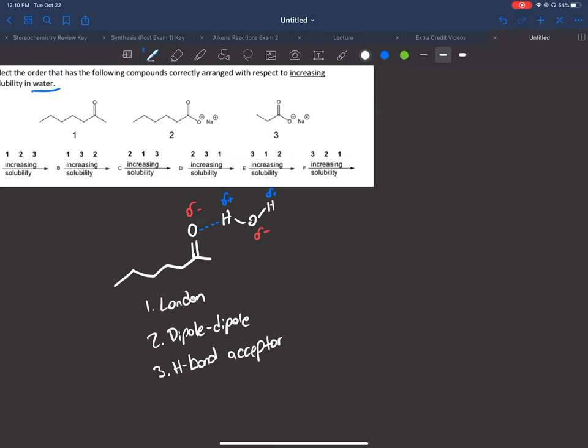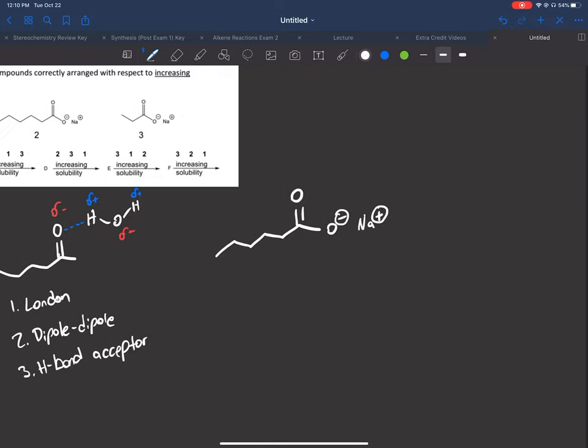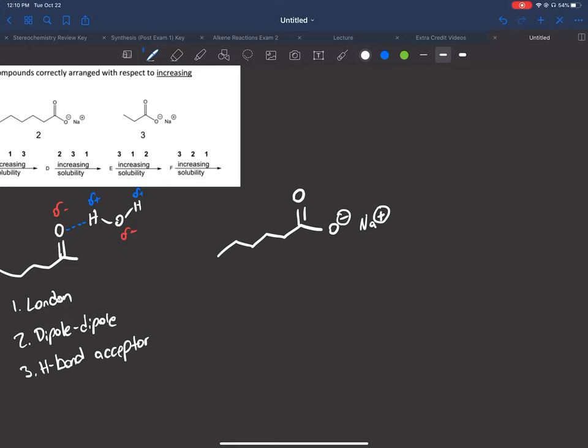So let's go to structure 2. Looking at structure 2, and actually at the same time, we should really look at structure 3. So we see right off the bat, these two have ionic charges, ionic interactions, okay? Because remember, this is in water.